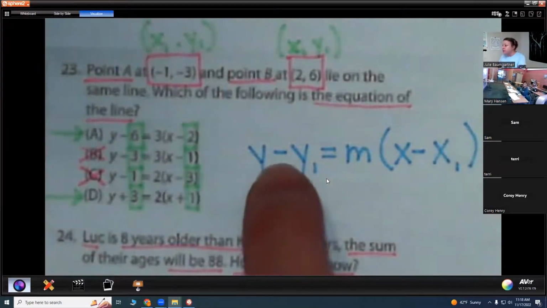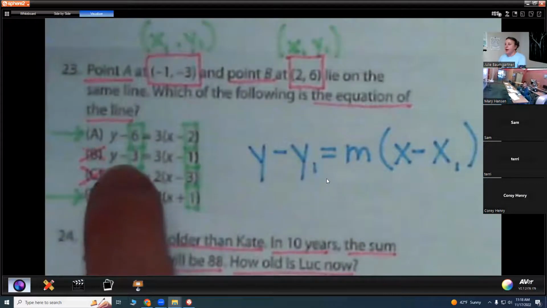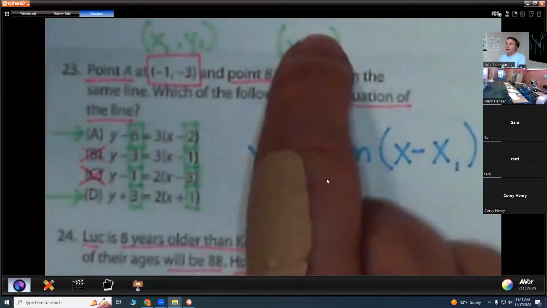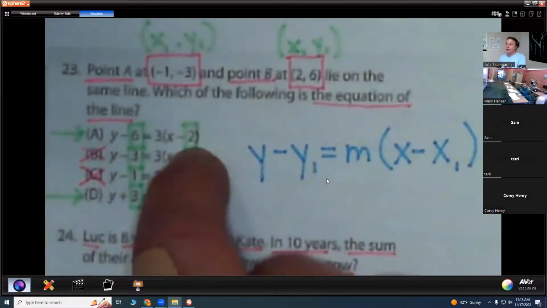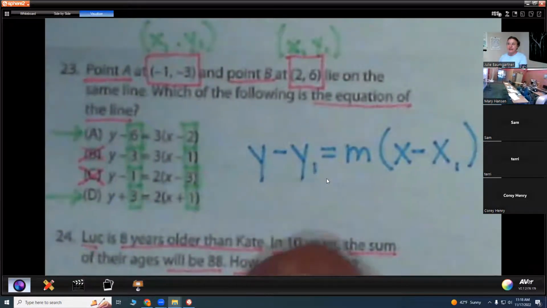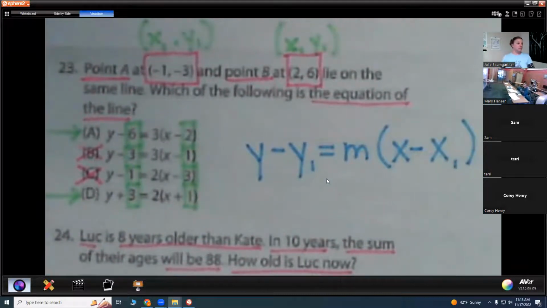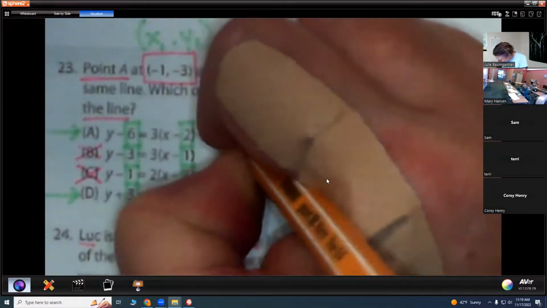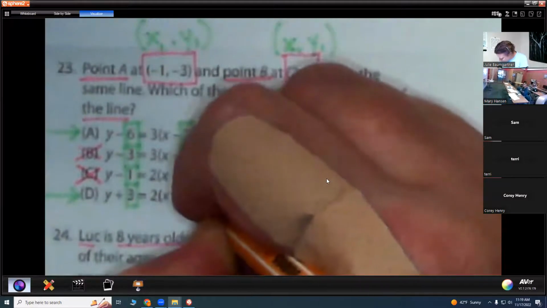Because remember, in our formula, we have minus. So if we have minus a minus, then it would become a plus. So you can see that answer D uses point A and answer A uses point B. Does everyone see that? That's what I'm talking about, like the opposite, because they're looking at it, it's -1, you get positive one.